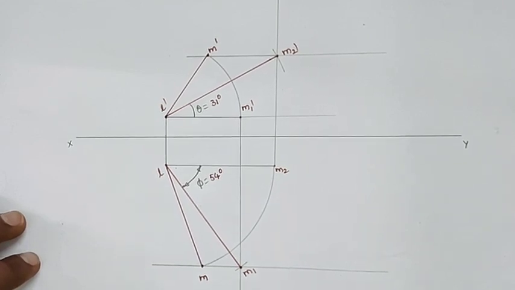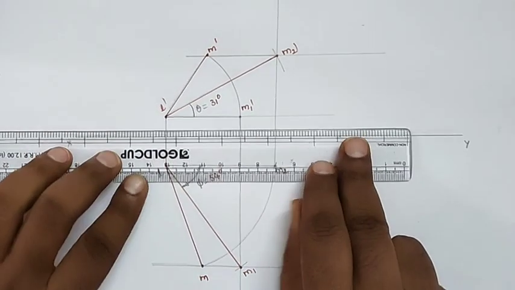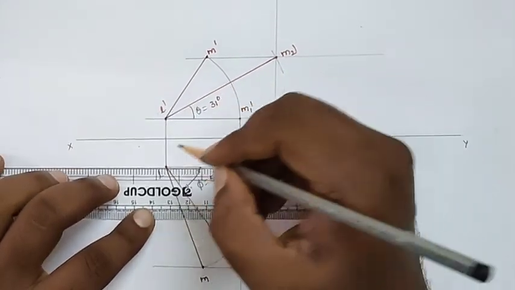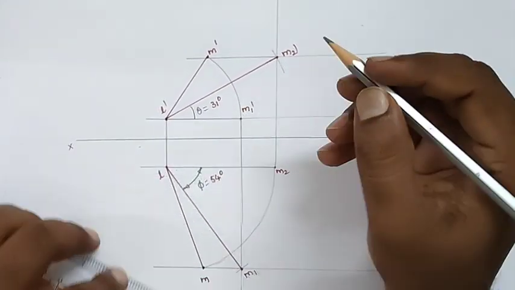Whenever they are giving the front view and top view lengths, we will draw the front view and top view lengths as horizontal lines and draw the projections like that. So this is also one type of problem. Many times they ask this type of problems in examinations. After that we will give the dimensions.